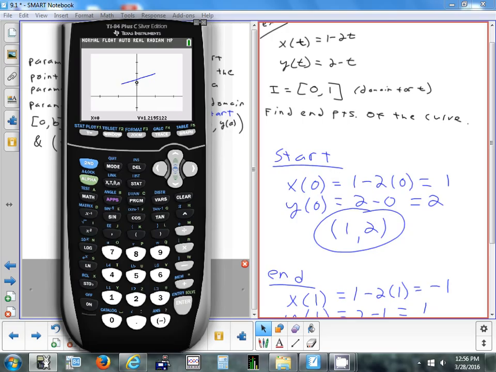You might think, well, it always goes left to right, but if you just change it and then graph it again, watch it as it graphs it. It starts at the right and it went to the left. Any question on that?